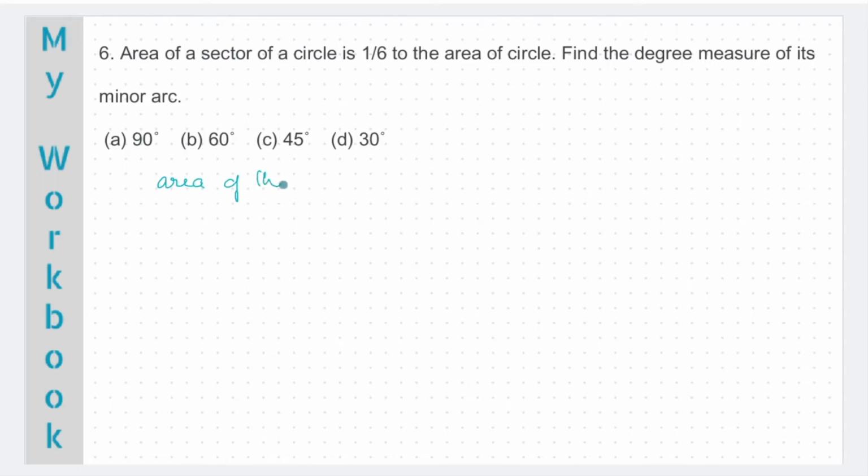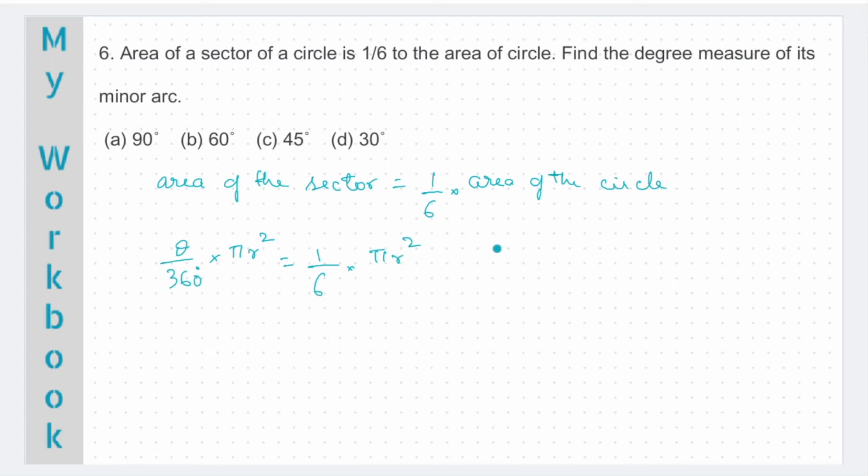Area of the sector is 1/6 into area of the circle. What is the formula for area of the sector? Theta by 360 into pi r square. 1/6 of area of the circle is pi r square. So pi r square and pi r square get cancelled. We need to find only theta, which is 360 by 6. So 60 degrees. Option B, 60 is the correct answer.